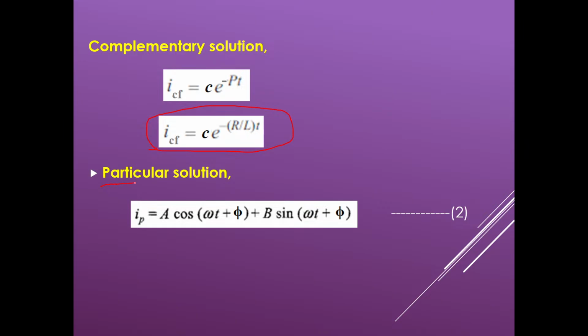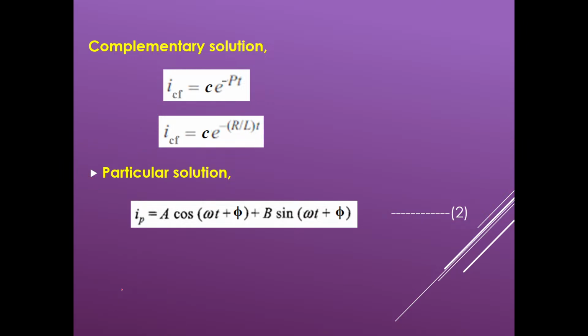Now the next part of the solution is the particular part. The particular part formula is IP equal to A cos(omega t plus phi) plus B sin(omega t plus phi). Consider this particular part of your solution as equation number 2.